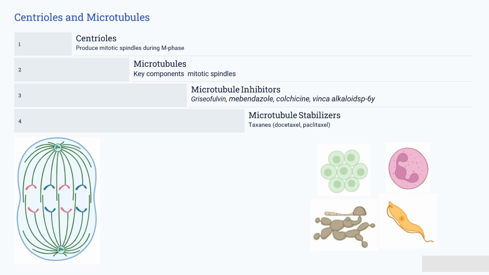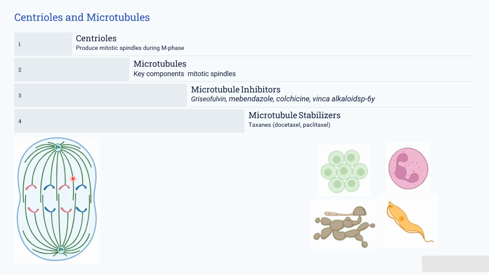Coming on to our next organelle. What are the centrioles and the microtubules? Centrioles, microtubules, mitotic spindles, all these are related organelles. Centrioles and mitotic spindles are the cellular organelles responsible for separation of the chromosomes, thereby resulting in cell division, or replication of a cell, or reproduction. For anything, these are responsible.